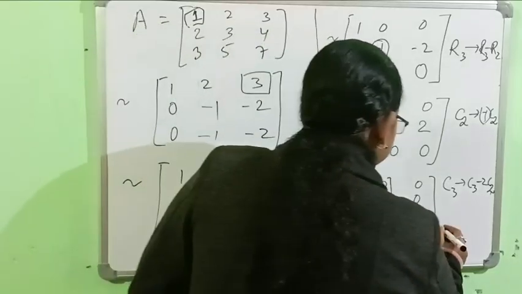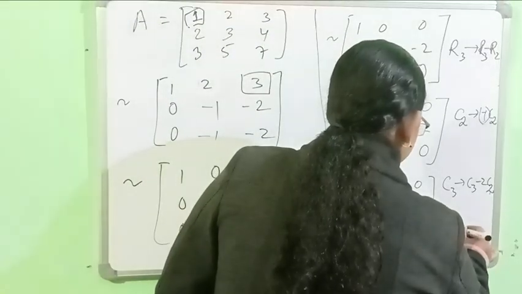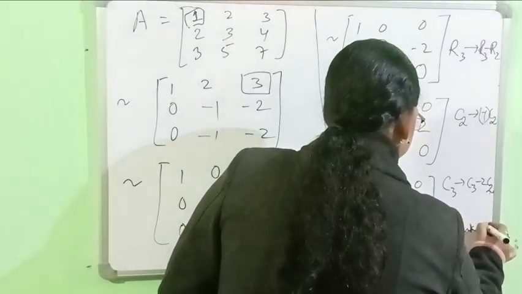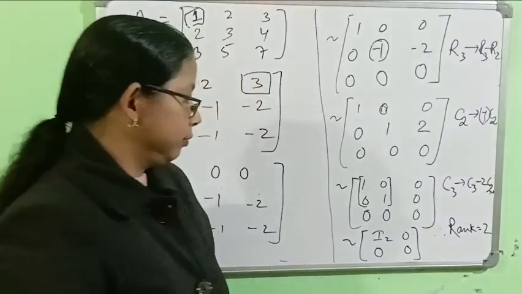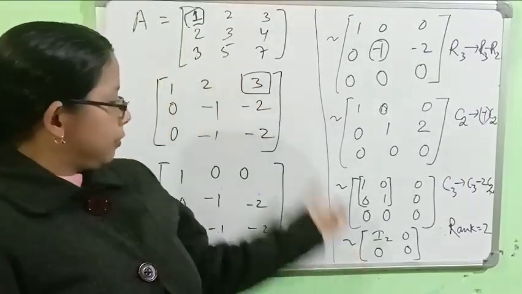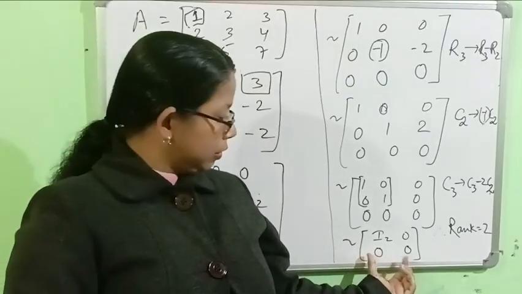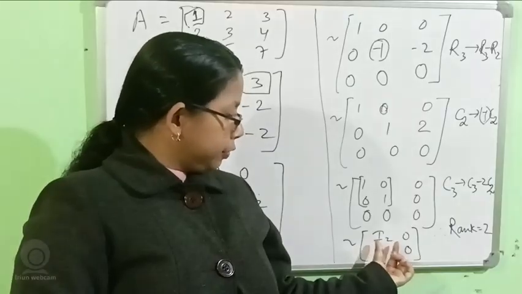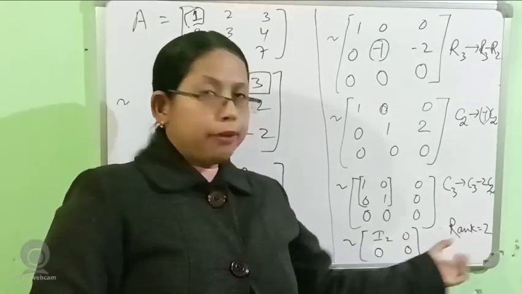Therefore, the rank of the given matrix is 2. Rank of A is 2. That is, I have reduced the given matrix to normal form. In this form, I get an identity matrix of order 2, and that order is the rank of the given matrix.